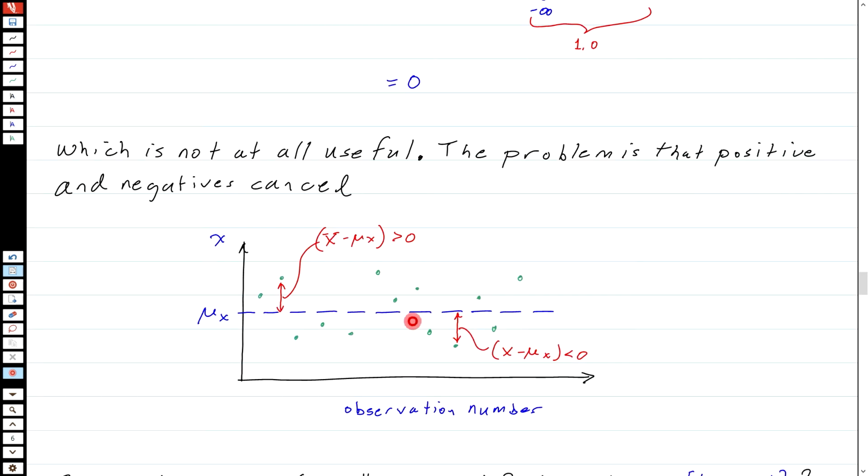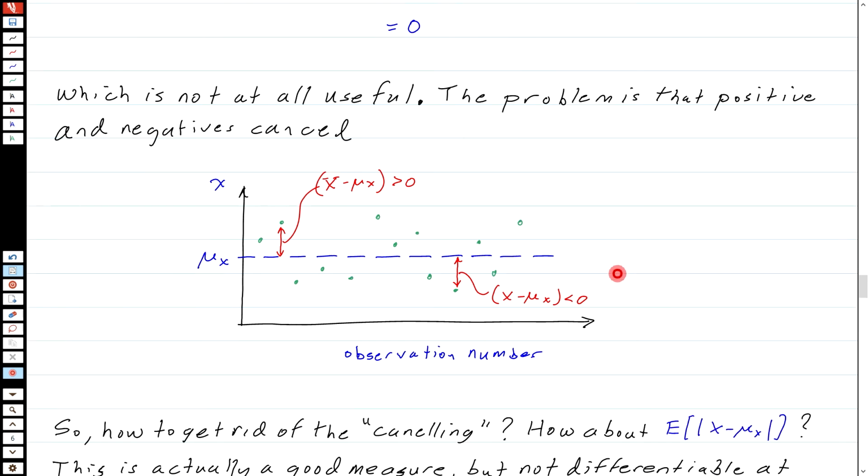Okay, so this is the picture. Basically, we've got a series of observations, for example, in green. Some of them are above the mean, so that this difference is positive, but some of them are below the mean, so that this difference is negative. If I add up all those differences, on average, the sum of those differences will equal 0.